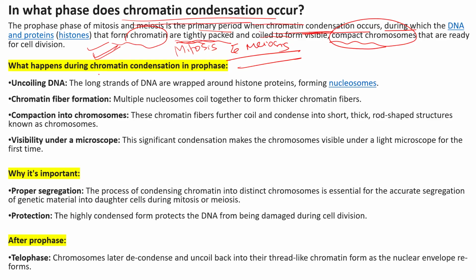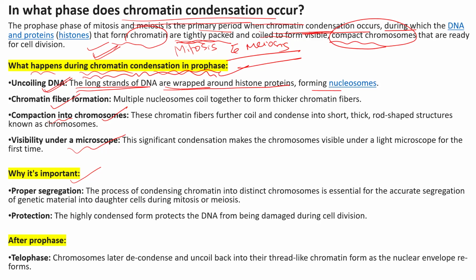Now it becomes ready for cell division, a compact chromosome. So what happens during chromatin condensation in prophase? Uncoiling of DNA takes place, chromatin fiber formation takes place, and compaction, where chromatin compacts into chromosomes, becoming visible under a microscope. So why is it important? We are going to learn this. The first point is: what happens during chromatin condensation in prophase? Uncoiling of DNA. The long strands of DNA are wrapped around histone proteins, which are called nucleosomes.